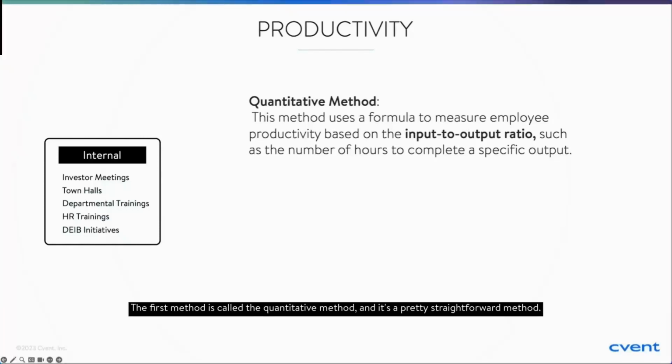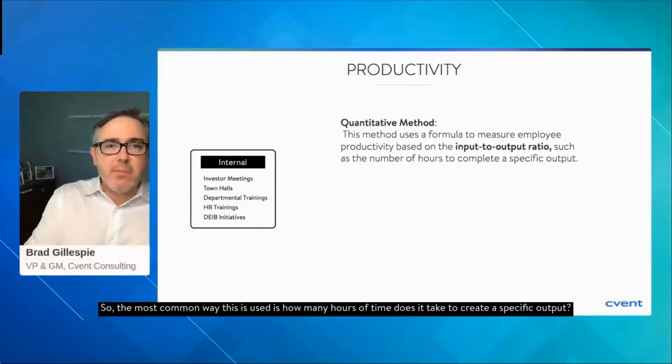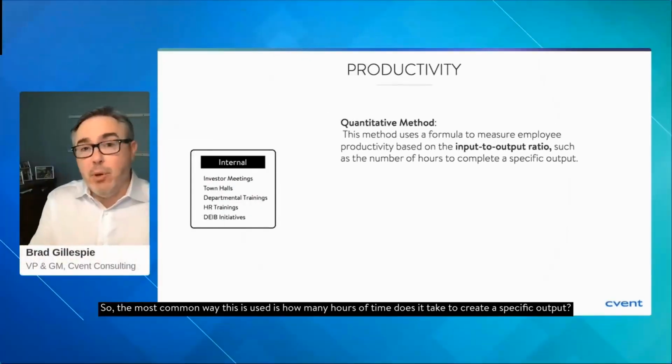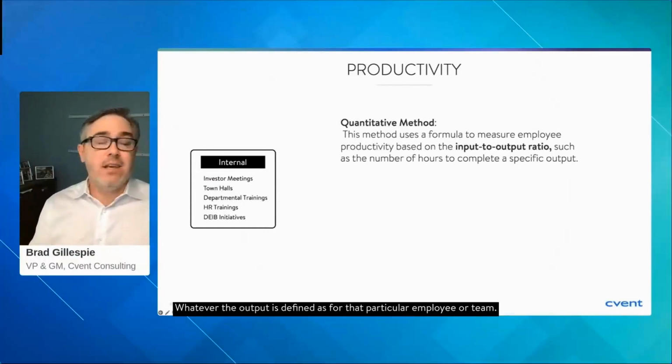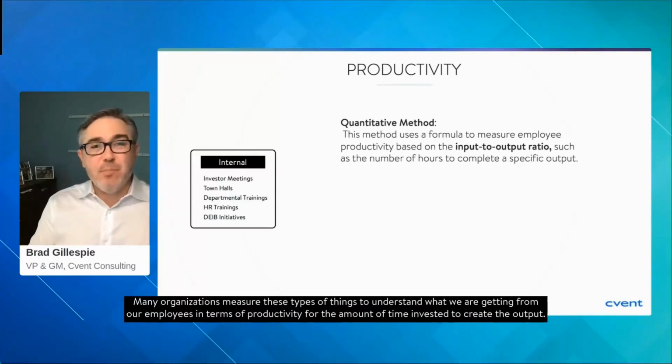The first method is called the quantitative method, and it's a pretty straightforward method. It's a formula used to measure employee productivity based on an input to output ratio. So the most common way this is used is how many hours of time does it take to create a specific output, whatever the output is defined as for that particular employee or team. Many organizations measure these types of things to understand what we are getting from our employees in terms of productivity for the amount of time invested to create the output.